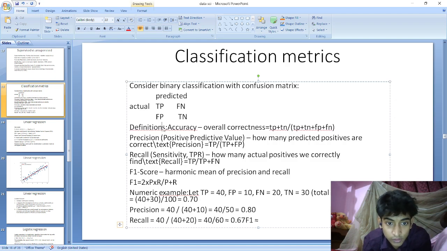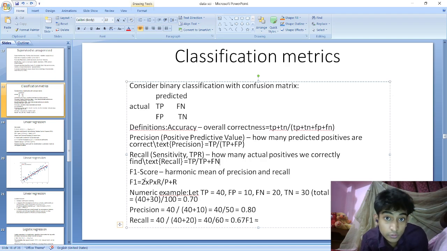Our first metric is accuracy, which tells the overall correctness of the model's predictions, which is TP plus TN, the number of times it predicted yes and it is actually yes, plus no and no, upon all of them. And precision is the positive predictive value. Here the formula is TP upon TP plus FP. Recall, often known as sensitivity, tells how many of the actual positive instances we find in the data. Here the formula would be TP upon TP plus FN. These are based on the confusion matrix.